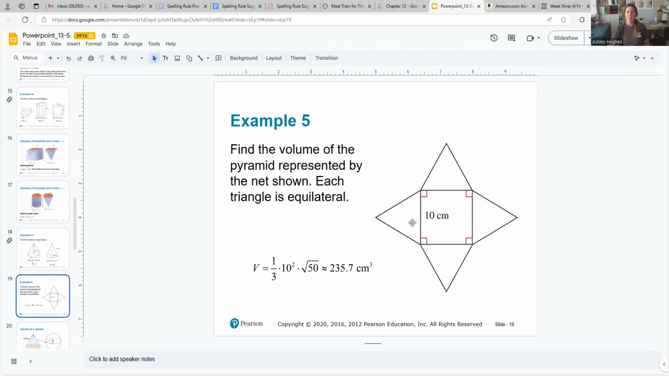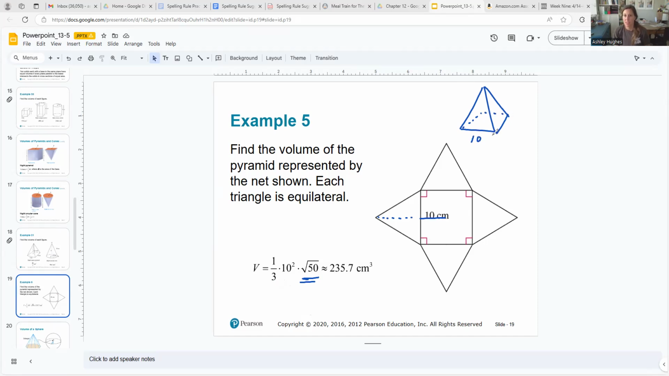Find the volume of the pyramid represented below. So a pyramid is 1/3 the area of the base times the height. So how do I find the height of this? That's the question. The height of this. Tricky. On the area of the base, they got the square root of 50 as the height. So let's draw it like this and see if we can figure out what it would be.